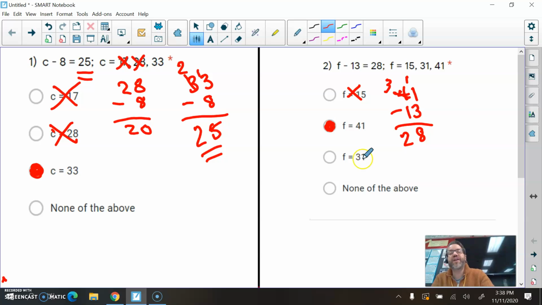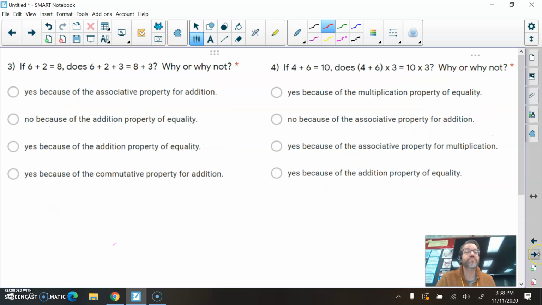Now I know it can't be 31. But just to prove it, let's see what happens when we subtract these. If you substituted 31 in here, 31 minus 13, again, I have to regroup here. So 3 becomes 2, this becomes 11. 11 minus 3 is 8. 2 minus 1 is 1. Well, that's 18 instead of 28. So yeah, that one didn't work. F does have to equal 41.